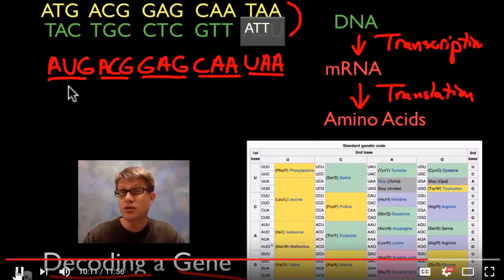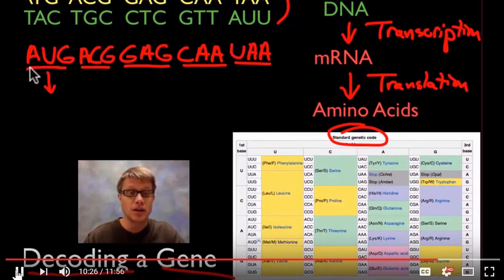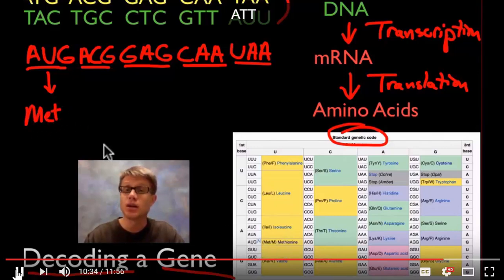Now, if we want to do the actual translation and figure out what amino acids are created, well, I can't do this from memory. I have to use one of these standard genetic code decoders. Some of them will be circular, some of them will be like this. But basically what you do is you look at the codon in the messenger RNA, so AUG, and then I just find that down here. So here's AUG right here, so that's going to be methionine. So methionine is going to be the first amino acid.